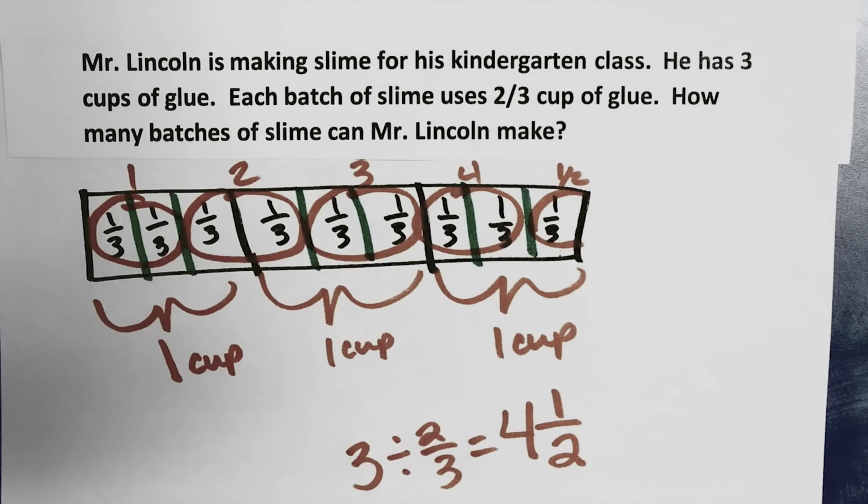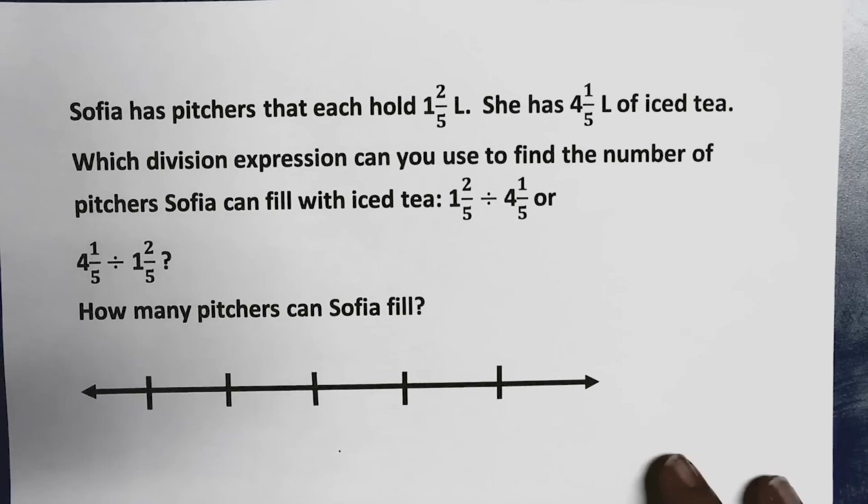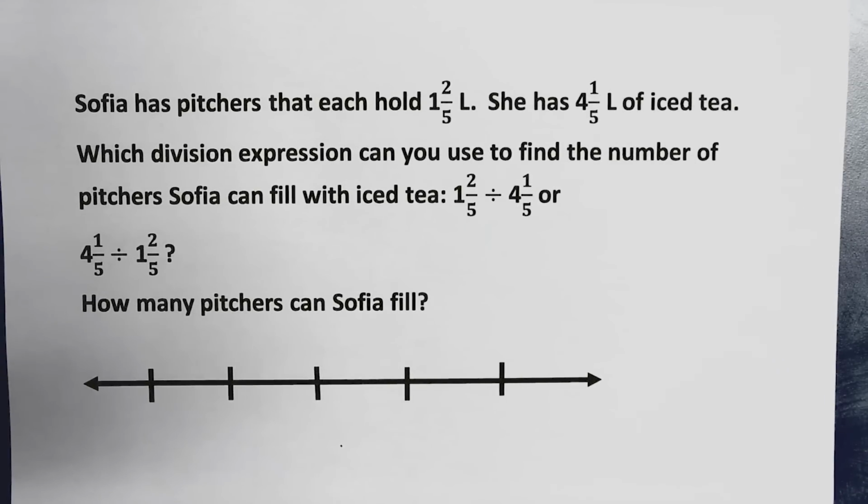So here's the next one. The next problem says, Sophia has pitchers that each hold 1 2/5 liter. She has 4 1/5 liter of iced tea. Which division expression can you use to find the number of pitchers Sophia can fill with iced tea? 1 2/5 divided by 4 1/5, or 4 1/5 divided by 1 2/5.